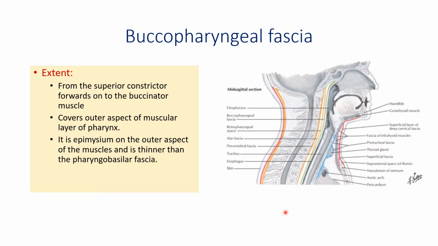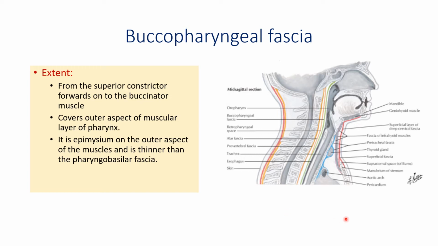Coming to the extent of buccopharyngeal fascia, it extends from the superior constrictor muscle of the pharynx forwards onto the buccinator muscle. That's why it is called buccopharyngeal fascia. And it covers the outer aspect of the muscular layer of pharynx. And it is the epimysium on the outer aspect of muscles. This buccopharyngeal fascia is thinner than the Pharyngobasilar fascia.